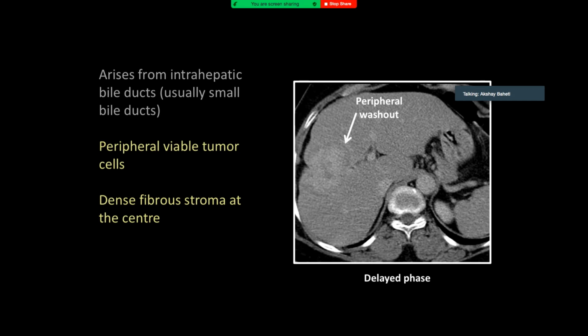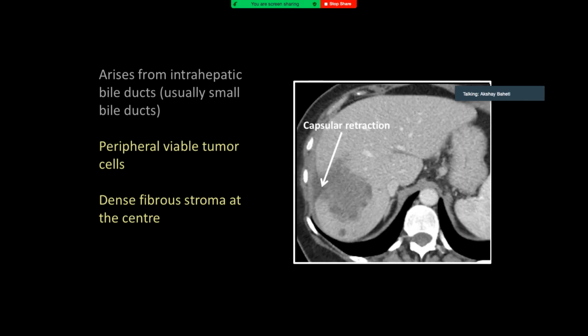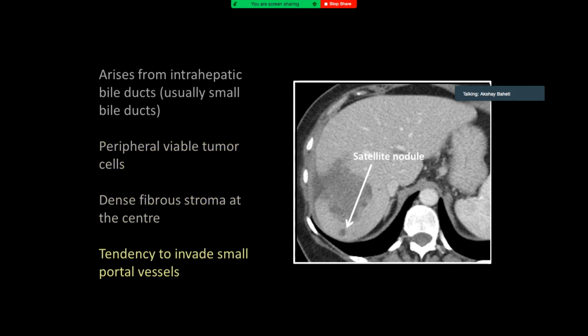Okay, so if you see this and you do not see any tumor in the rest of the body, you don't see a gastric mass or a pancreatic mass or a colorectal mass, then this is likely going to be an IHCC, right? Okay, so this is the delayed filling in. Okay, because of the fibrosis, again, there can be capsular retraction. This is often seen, especially in the larger tumors. Okay, and you can see the satellite as well, right? I think, yeah. So there's a satellite nodule often present.